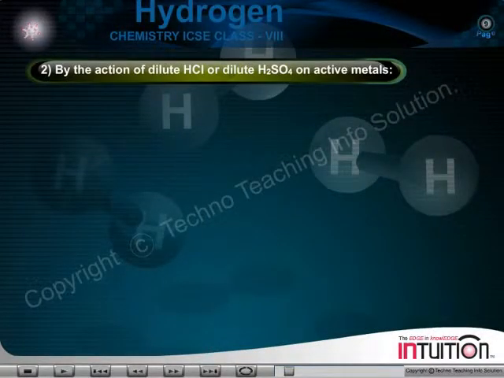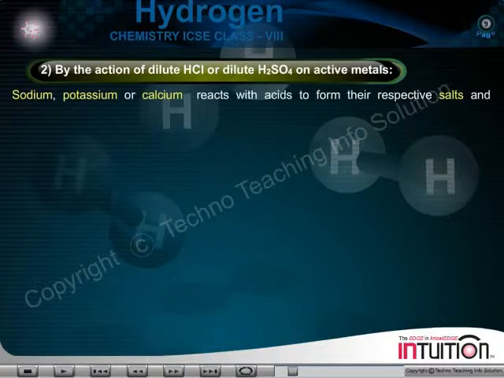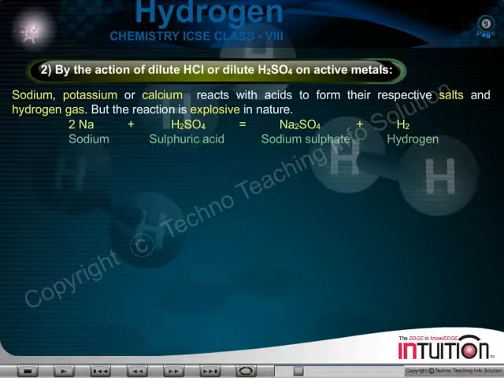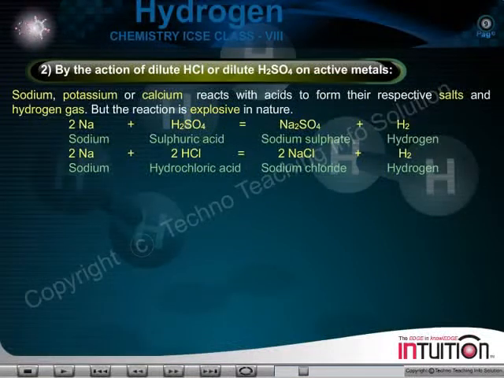Two, by the action of dilute HCl or dilute H2SO4 on active metals. Sodium, potassium or calcium reacts with acids to form their respective salts and hydrogen gas, but the reaction is explosive in nature. Sodium, on reacting with sulfuric acid, gives sodium sulfate and hydrogen gas. Sodium, on reacting with hydrochloric acid, forms sodium chloride and hydrogen gas.